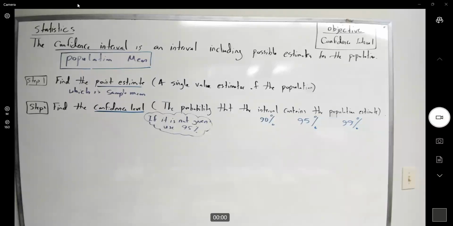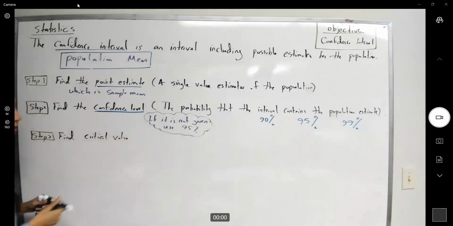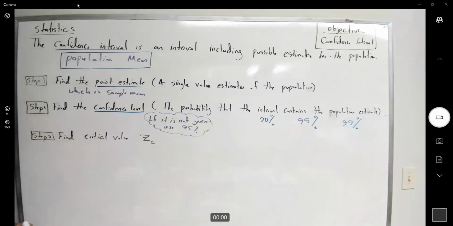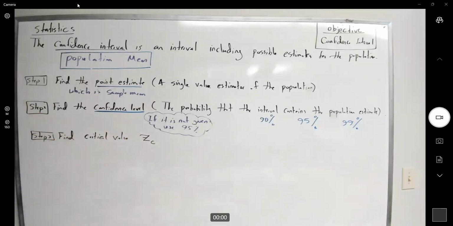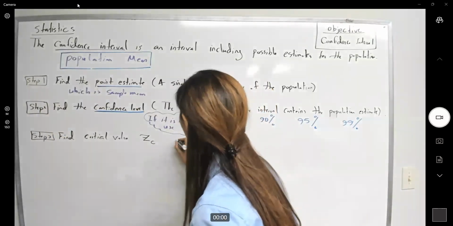Okay. After finding the confidence level, you need to find something called the critical value. Step 3, find the critical value. Critical value is denoted by Z sub C. This is a Z score associated with your confidence level.